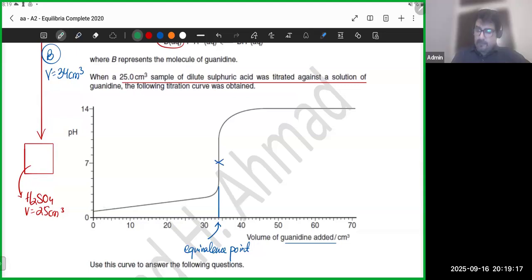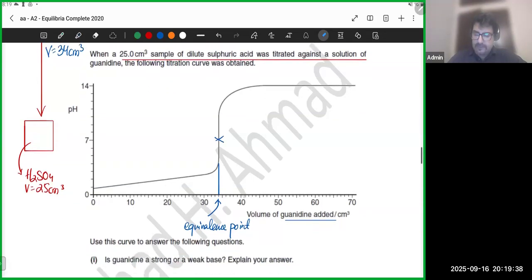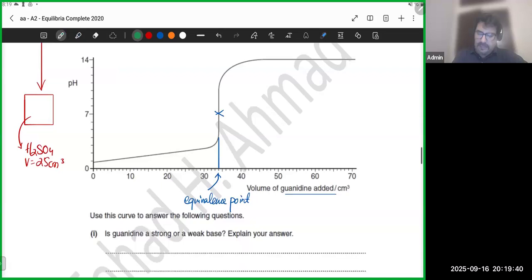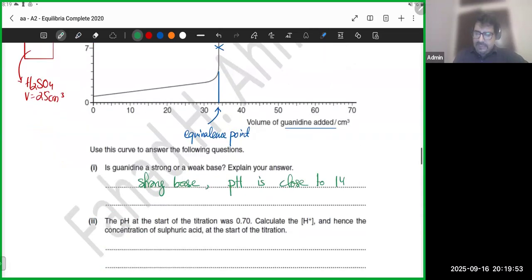This is the point where you had acid, and then the acid got completely used up because you're adding guanidine from the top. It's going to get completely neutralized, and then you add excess guanidine, and the pH goes up. What is the pH? It's very close to 14 or almost 14. So it's a strong base. You don't need much of an explanation. It's a strong base. The pH is close to 14.